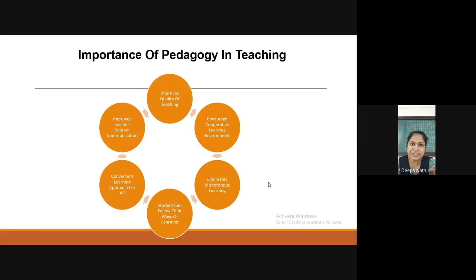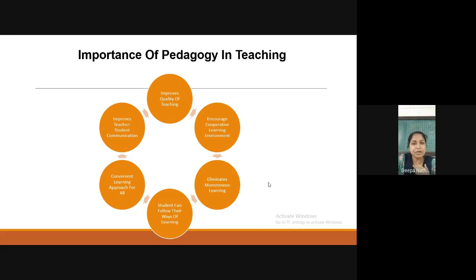Improves quality of teaching. If you take problems from the book five times, the sixth time you come with a new problem. This is how they will check the knowledge they've gained, and that will help them understand the clarity of the topic. Next, we have encourage cooperative learning environment. If two of them are sitting, they can help each other. Eliminates monotonous learning. Every day there is some curiosity in the class that we are going to do something new, not the same continuous old boring thing. Students can follow their way of learning.